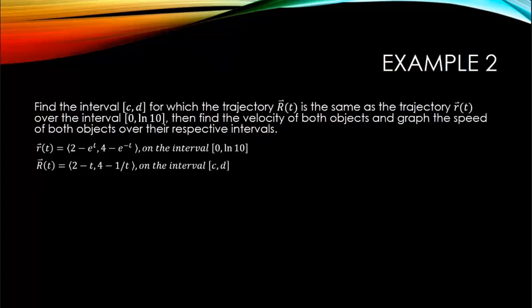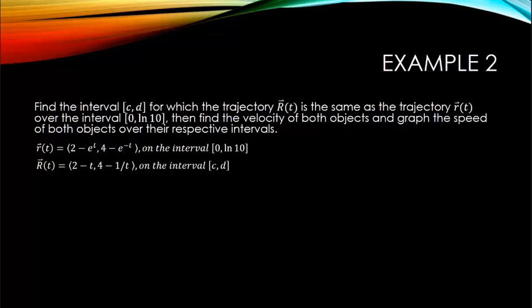Find the closed interval CD for which the trajectory of capital R of t is the same as the trajectory for little r of t over the interval 0 to the natural log of 10. Then find the velocity of both objects and graph the speed of both objects over their respective intervals.